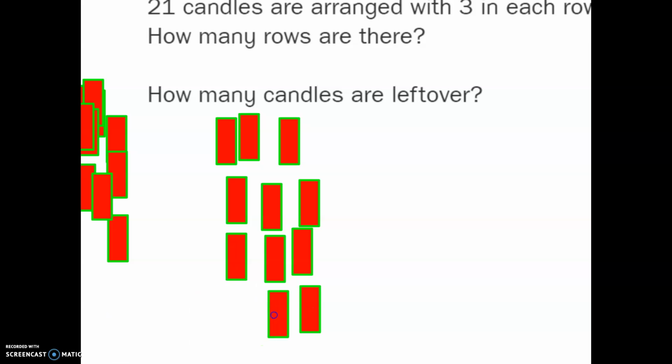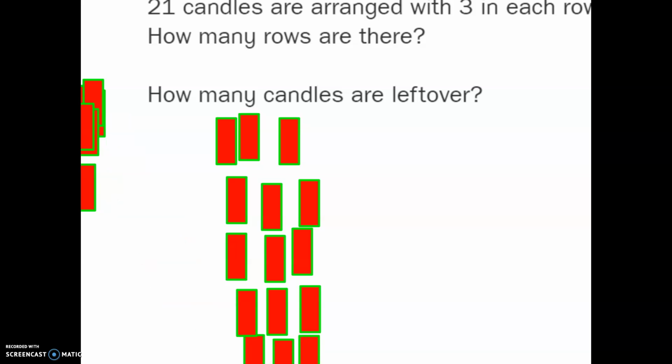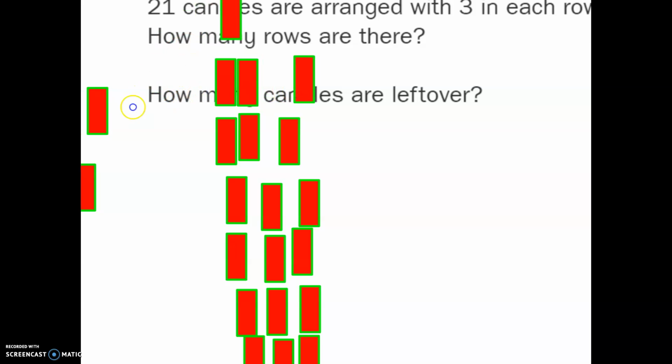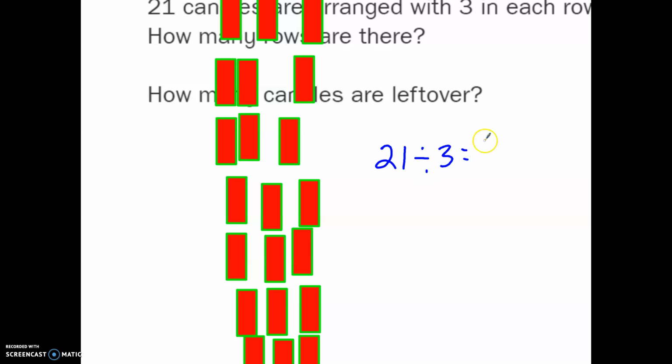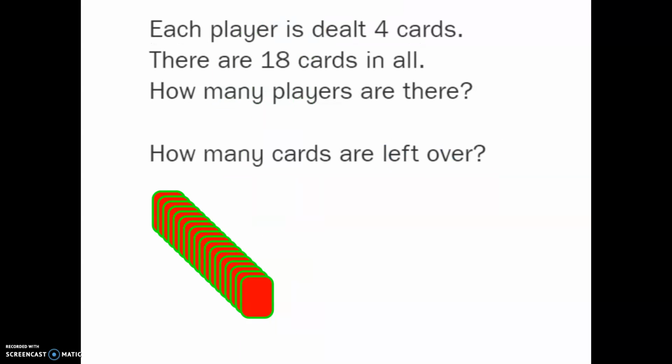1, 2, 3. 1, 2, 3, and sorry, I'm going to have to go on top of the words. 1, 2, 3, and 1, 2, 3. There, I've got them in rows of 3. 3 in each row. So how many are left over? None. I used them all. So that means 21. That's what I'm starting with, the bigger number. 21 divided by 3 equals 7. Because there are 7 rows and there's no remainder, so I don't need to put a capital R there.